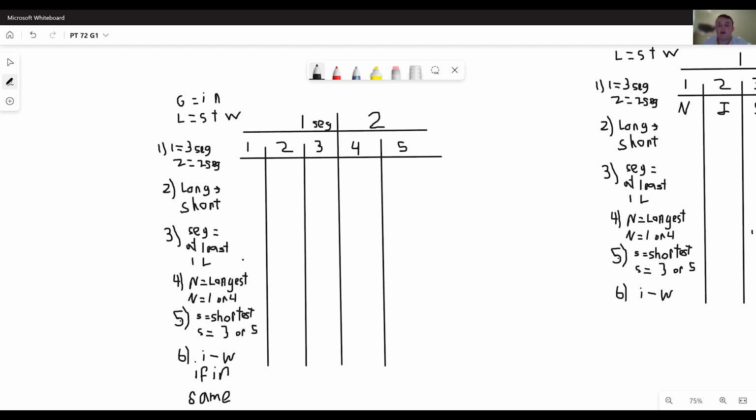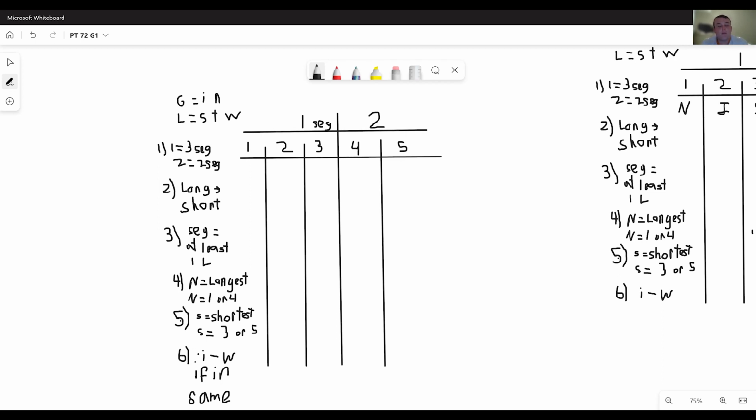That's basically it. So Serena, what this means is that because rule 2 says it goes longest to shortest, and we know N is the longest of all the reports, we know that if N is in segment 1, it has to be in spot 1. And if N's in segment 2, it has to be in spot 4, because it has to be first in either segment that it's in.